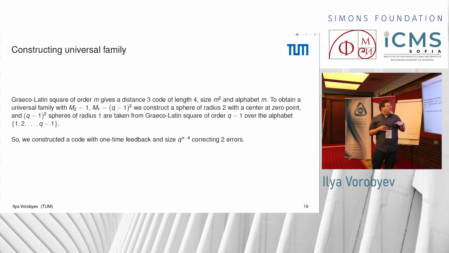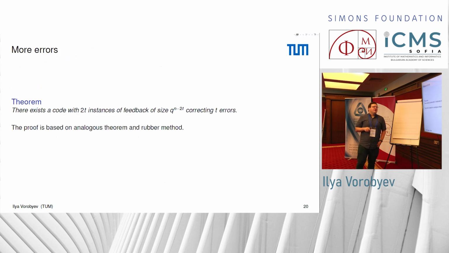So from these Greek Latin squares, we can obtain a universal family that we need. And we constructed a code with one feedback and size q^(n-4), which corrects two errors. We're still working on the case of even more errors. For the case of even more errors, we can only have such a theorem for now. We can have a code with 2t feedbacks of size q^(n-2t) correcting t errors.